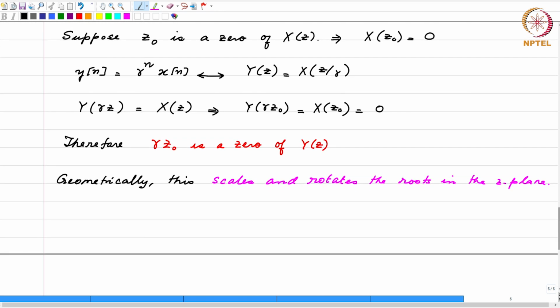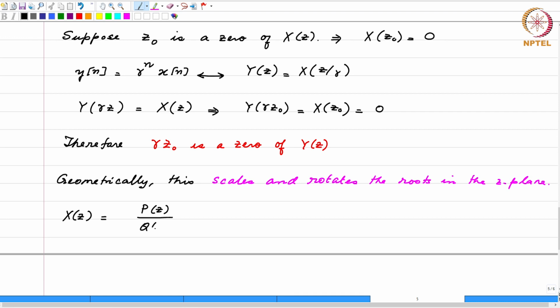Note that I had started off by illustrating this by showing that if z naught were a 0, the new 0 for the exponentially multiplied sequence is gamma z naught. So, this scaling and rotation is not just limited to the zeros, it is limited to both poles as well as zeros, because this is after all X of z is of the form P of z over Q of z.